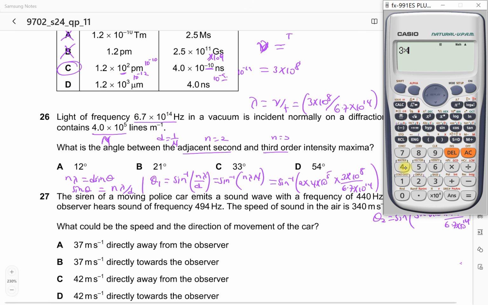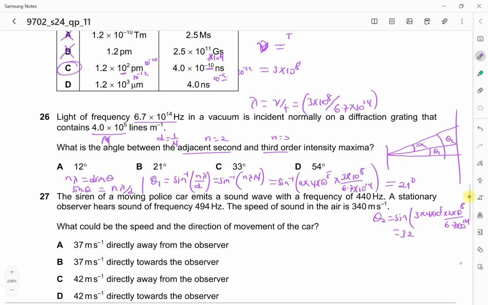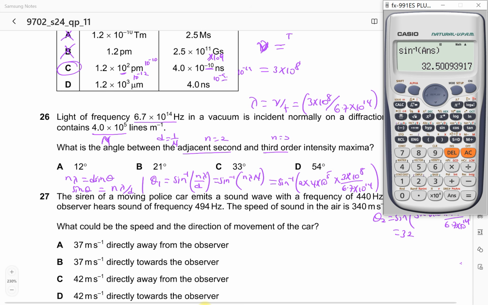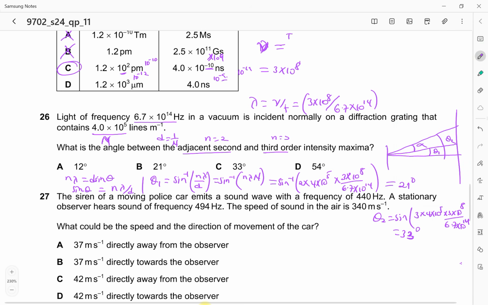So we have 3 times 4 exponent 5 times 3 exponent 8 divided by 6.7 exponent 14. Then we get the sine inverse. Sine inverse of the answer. So theta 2 is equal to 32. Is it exactly 32? 33 degrees to two significant figures.